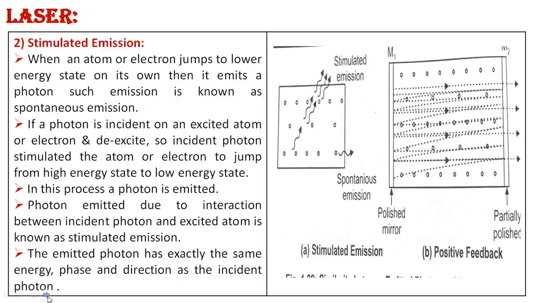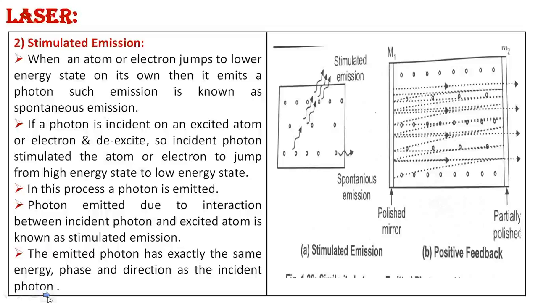Second one is stimulated emission. The diagram shows how stimulated emission and spontaneous emission are generated, and what the positive feedback is, in figure B. When an atom's electron jumps to a lower energy state on its own, it emits a photon, known as spontaneous emission.